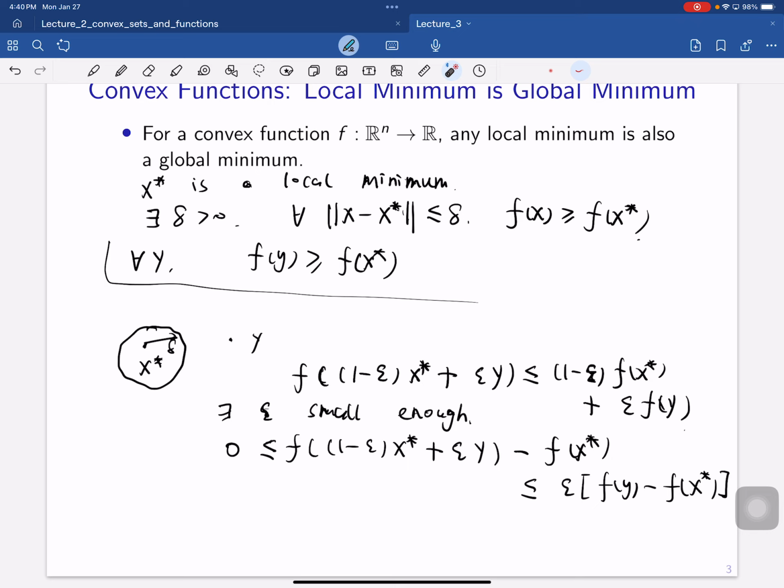Then we have f y minus f x star is greater than or equal to 0, right? Epsilon is a number that is greater than 0. Then we conclude f y is greater than or equal to f x star, right? So here, y is chosen arbitrarily, right? So here without loss of generality, we have shown that f x star is a global minimum. Okay.